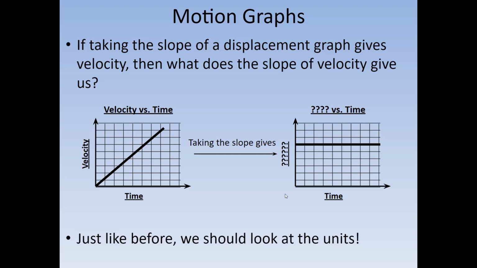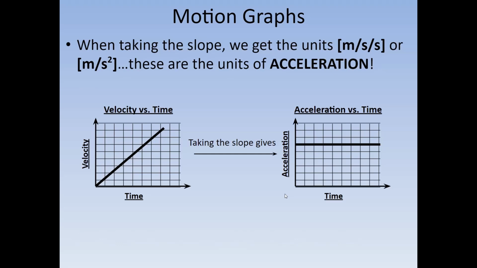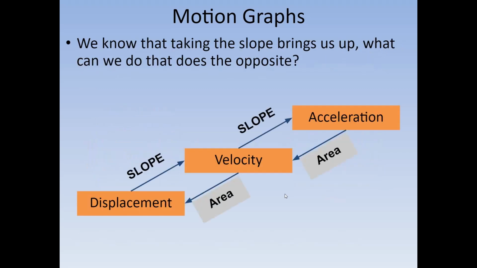Now, what if we instead do velocity? What if we had the slope of velocity? What would we get? Would we get displacement? No. Same thing we should do as we did before is look at the units. If you look at the units, you find that you end up getting meters per second squared because we do velocity divided by time. Meters per second divided by another seconds gives us meters per second squared. So taking the slope of velocity gives us acceleration.